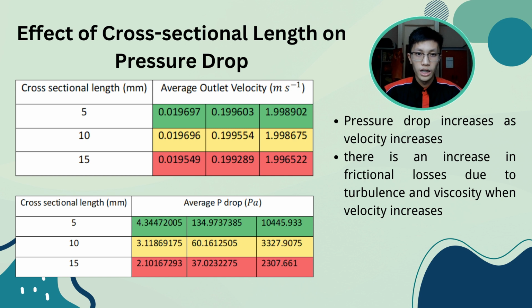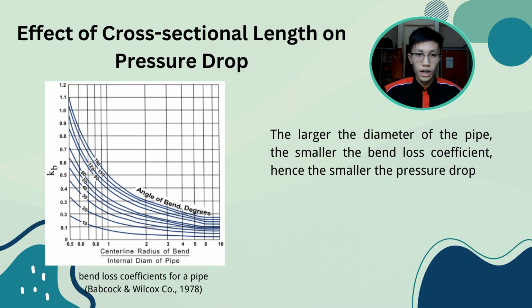The pipe friction coefficient is larger when the cross-sectional area is smaller. This is because the velocity of the fluid increases as the cross-sectional area decreases, which leads to an increase in frictional losses due to the turbulence and viscosity. The larger the diameter of the pipe, the smaller the bend loss coefficient. The smaller the radius of the bend, the larger the bend loss coefficient. In short, when the cross-sectional length decreases, the velocity of the outlet fluid will increase, causing an increase in the heat transfer rate and higher pressure drop, with the prerequisite that the recirculation region is not significant.